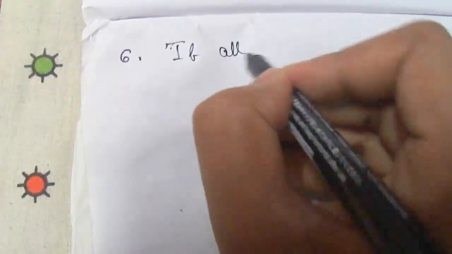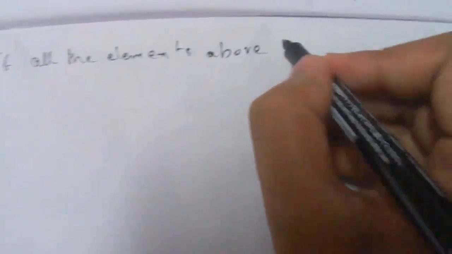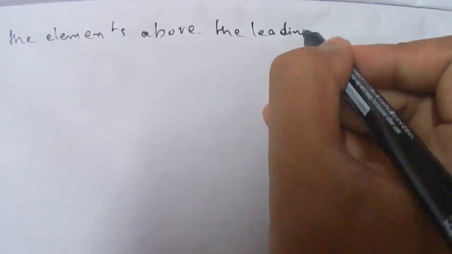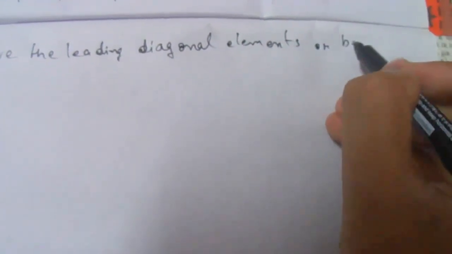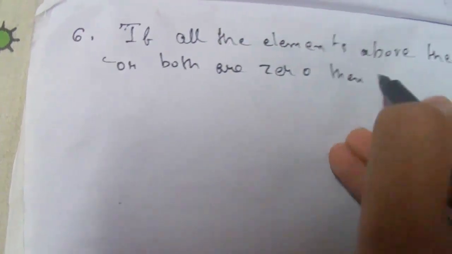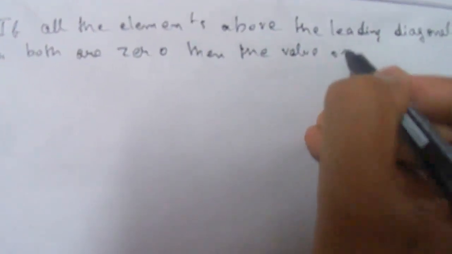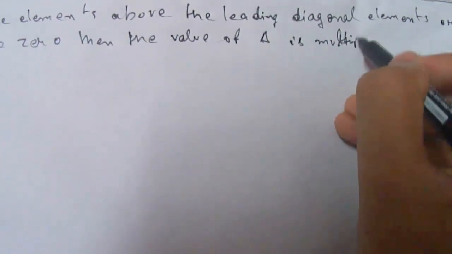So now our sixth property: if all the elements above the leading diagonal, or below it, or both are 0, then the value of the determinant is the product of the elements of the diagonal.